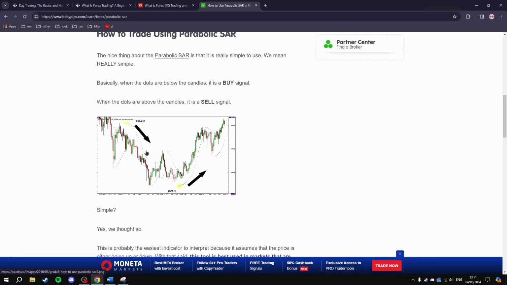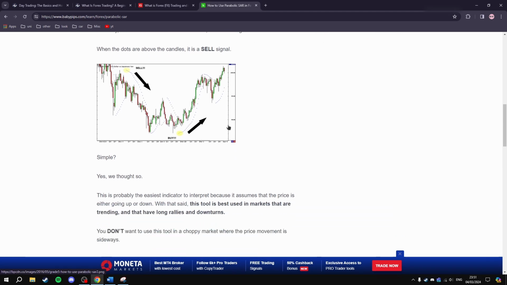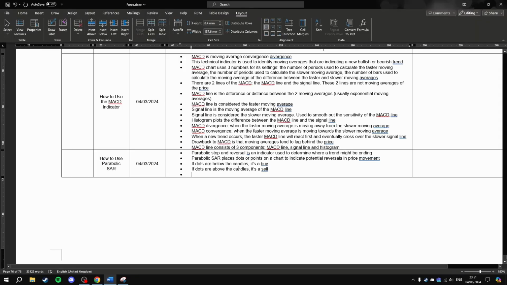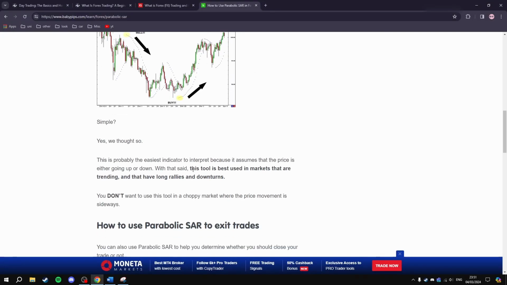Sell here because it's above. Buy, sell, buy, sell, buy. Simple, yes, we thought so. This is probably the easiest indicator to interpret because it assumes that the price is either going up or down. With that said, this tool is best used in markets that are trending and that have long rallies and downturns.